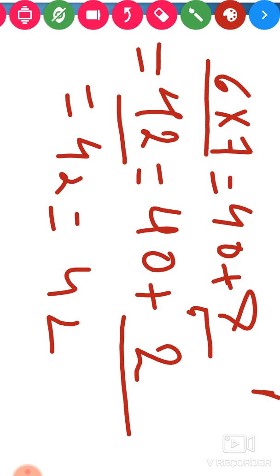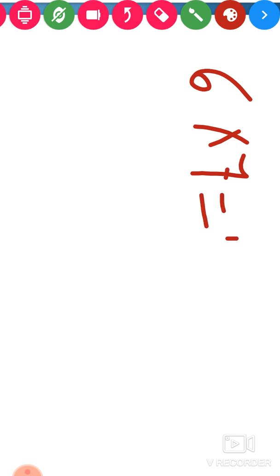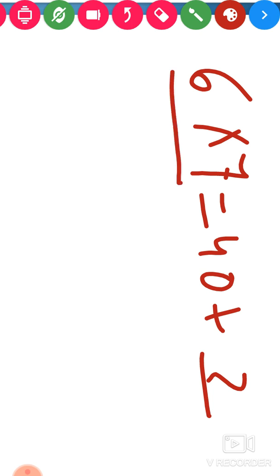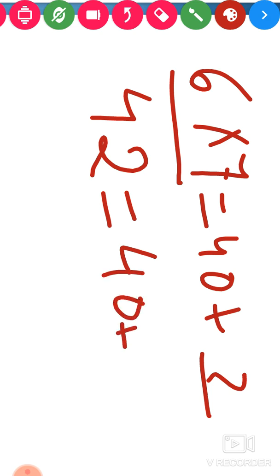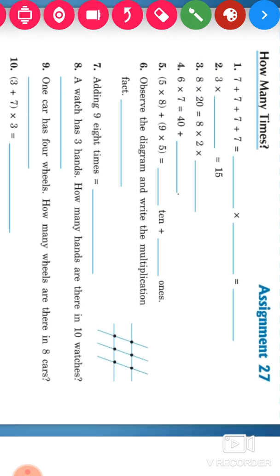That means 6 sevens are 42. 6 के टेबल में 7 टाइम्स में क्या आता है? 42 आता है. So okay, let us try to understand this question one more time. 6 into 7 equal to 40 plus how much? क्वेश्चन था कि 6 में 7 को मल्टीप्लाई करने पे कितना आता है? 42. Now पूछा है 40 में हम कितना ऐड करेंगे कि हमारा आंसर 42 हो जाएगा? We will add 2. Easy question है ना? So 40 plus 2.